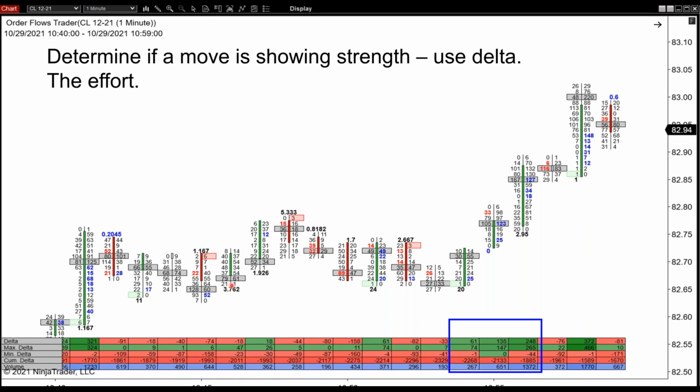Now, this is about understanding what's happening in the market. You see this bar here, -91, -18, -40, all these deltas negative: -74, -18, -44, -80, -158, -82, -33. There's a lot of selling going on. It's overall negative delta. You've got one bar here with a positive delta of 18, and one bar here with a positive delta of 61.